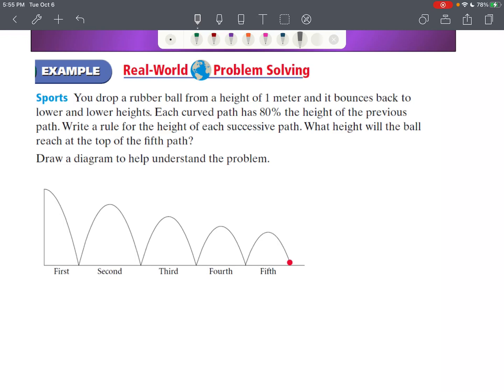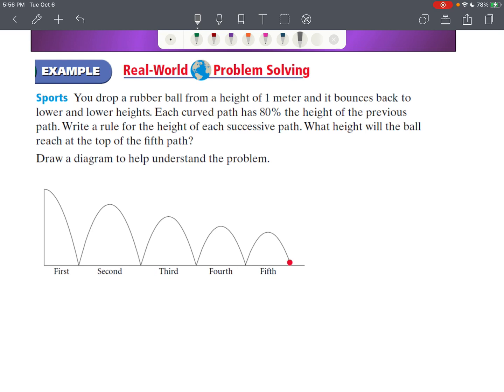Okay, here we have a real world problem. You drop a rubber ball from a height of 1 meter and it bounces back to lower and lower heights. So when you drop the ball, it'll bounce back, but it doesn't bounce all the way back to the height that you dropped it with, right? And then when it bounces a second time, it doesn't bounce even back higher. It keeps getting lower and lower, as demonstrated in this path that they've drawn here.